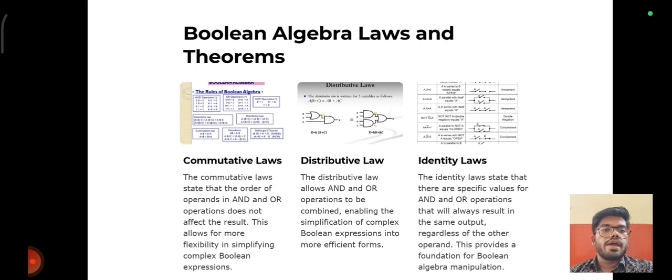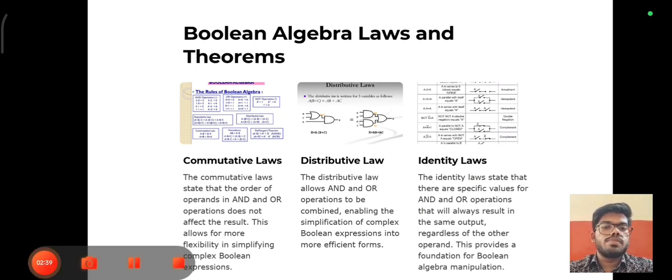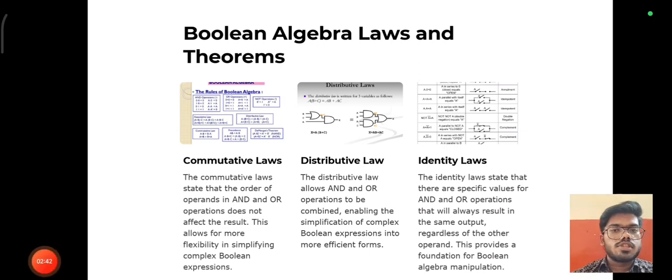Identity law. The identity law states that there are specific values for and or or operations that will always result in the same output regardless of the other operand. It provides a fundamental Boolean algebra element. This provides a foundation for Boolean algebra manipulation.